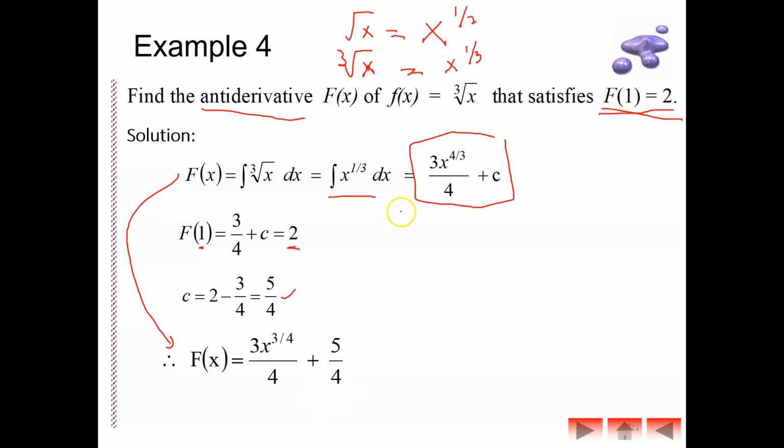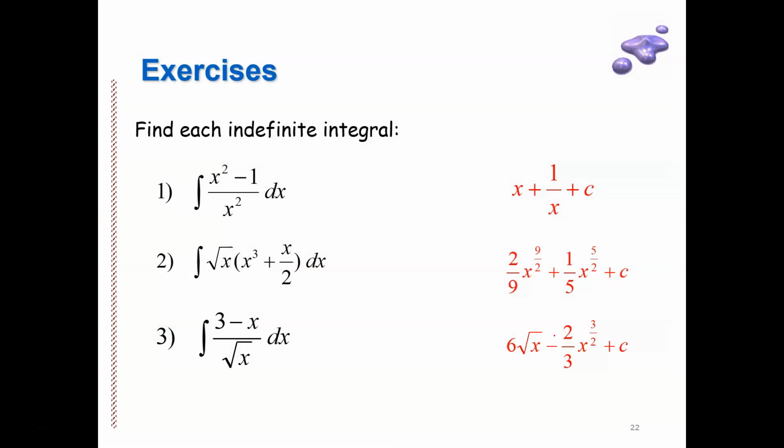Oh, sorry. It should be 4 over 3, yeah? This one should follow this. Okay, it should be 4 over 3. So you get this. Okay, this is your C. Okay, you might want to try the exercises. I have 3 questions. With the answers given, you can try it on your own before we proceed to the next subtopic.